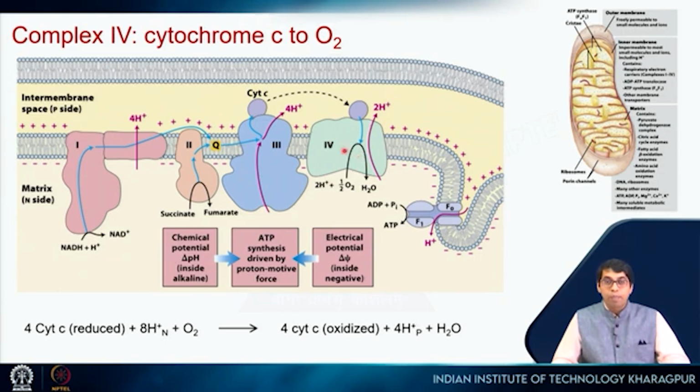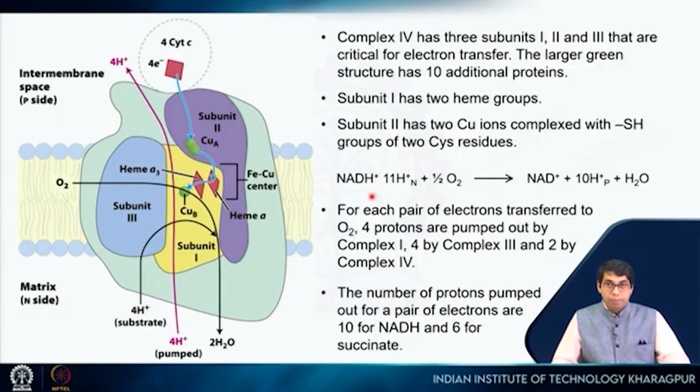so total 10. However, for 2 electrons which are transferred from succinate to fumarate, 4 plus 2, 6 protons are pumped out, right? So for 2 electrons transferred from succinate to oxygen, 6 protons are pumped out. For 2 electrons transferred from NADH to oxygen, 10 protons are pumped out. And that is what is written here, okay? And this is something that will be important to calculate the number of ATP molecules that are ultimately synthesized from oxidation of glucose.